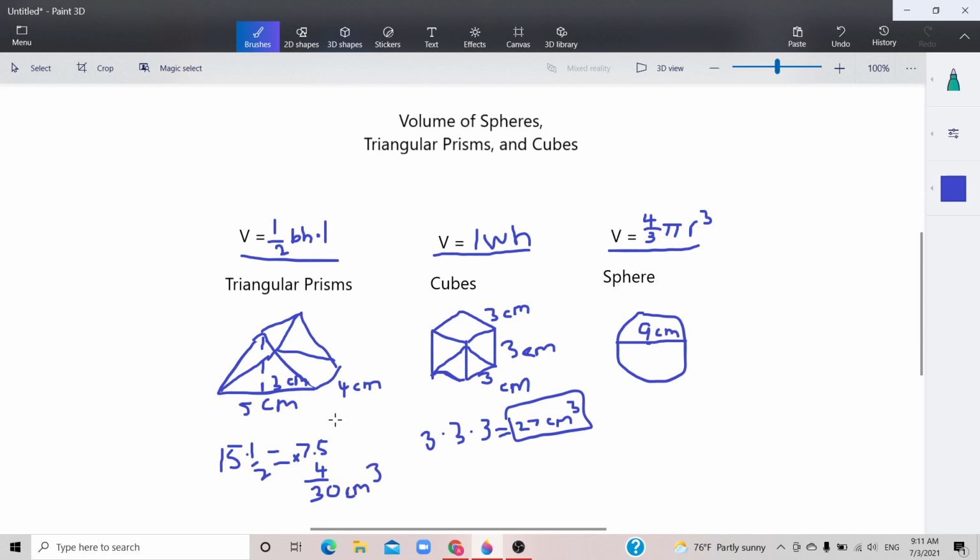And let's just quickly double check. So we have 5 times 3, that's 15, and then we multiply by 1/2, and we got 7 and 1/2. And then we multiply by 4 and we got 30. So 30 should be the correct answer.